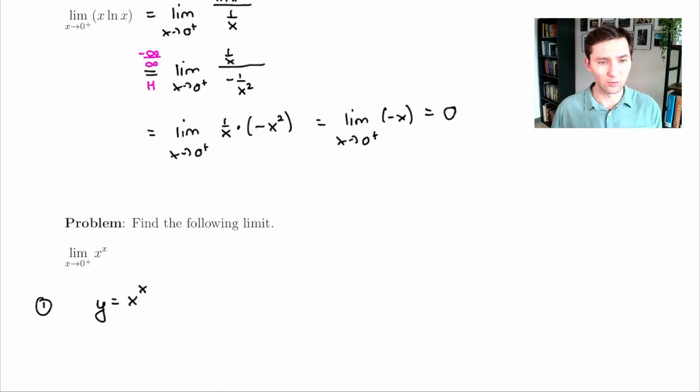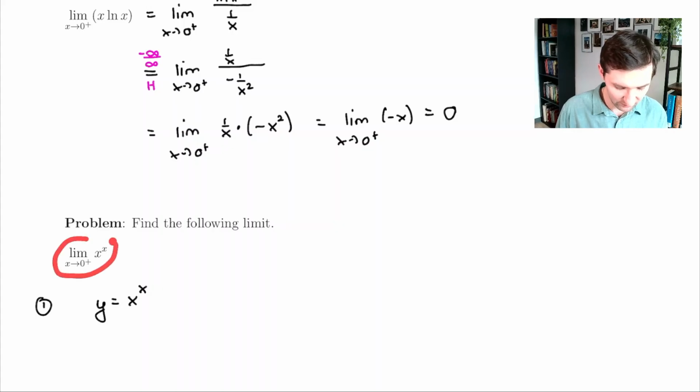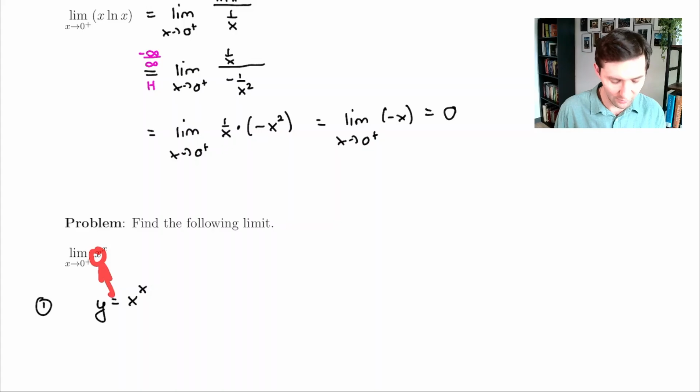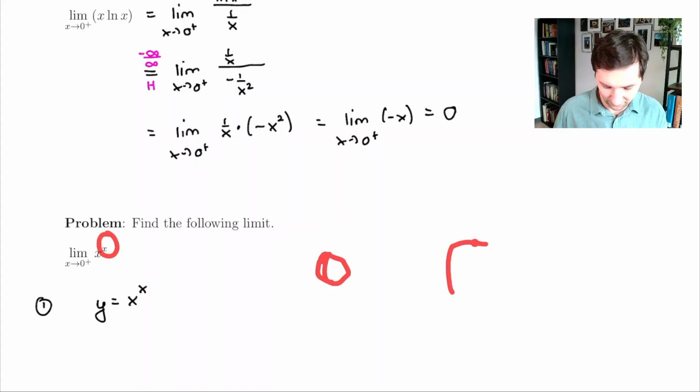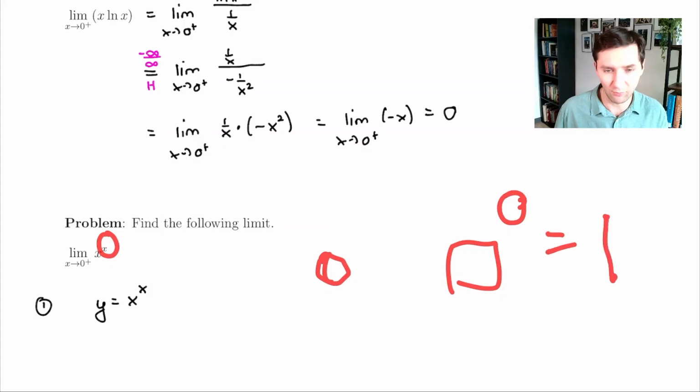You may want to compute the limit of this expression. Note that you cannot simply plug in 0 to this expression because 0 to any power should be 0. So as x gets closer and closer to 0, that x in the base is trying to make the entire expression 0. However, as x gets closer and closer to 0, the exponent gets closer and closer to 0. And we know that anything to the power of 0 should be 1.